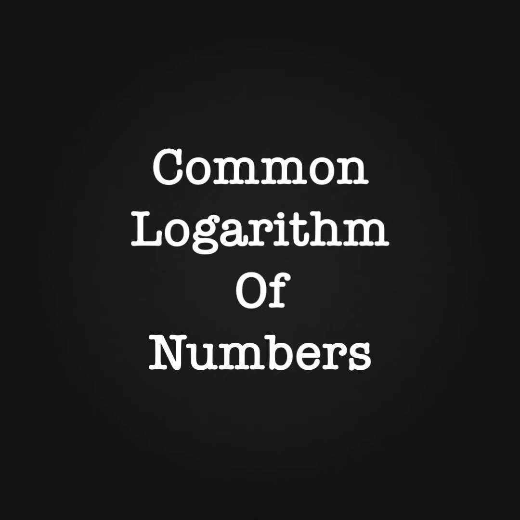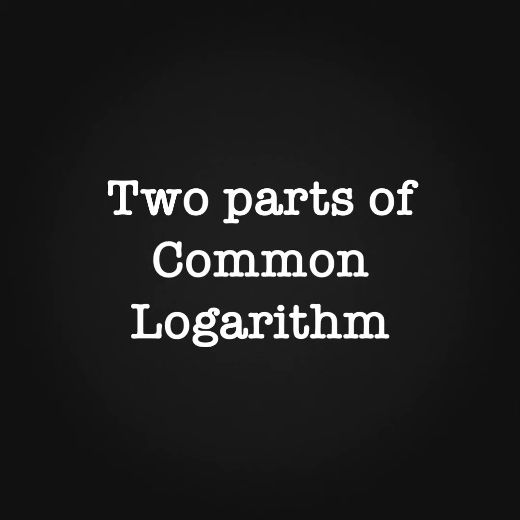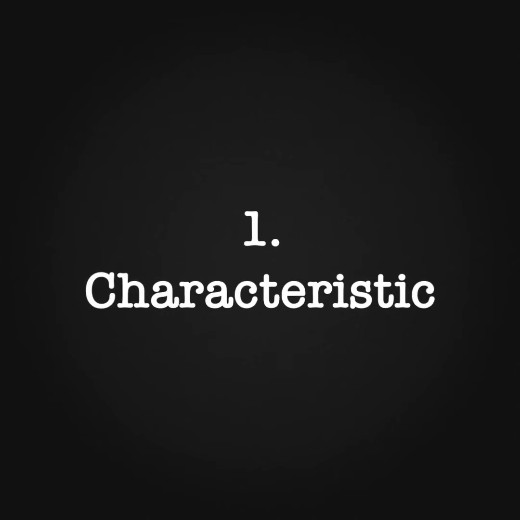Remember, I told us we have two types. We have the natural logarithm and we have the common logarithm. So today we'll be focusing on common logarithm of numbers. Common logarithm has two parts. One is the characteristic, that is the integer part. Two is the mantissa, the decimal part.